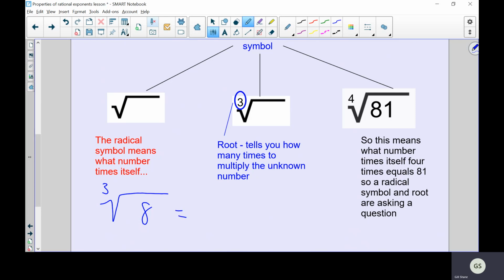That means this is the final answer I'm trying to get to, and I'm using multiplication to get there. But it's got to be the same number that I'm multiplying every time. So what number times itself 3 times? The 3 comes from here. That's why I have 3 question marks.